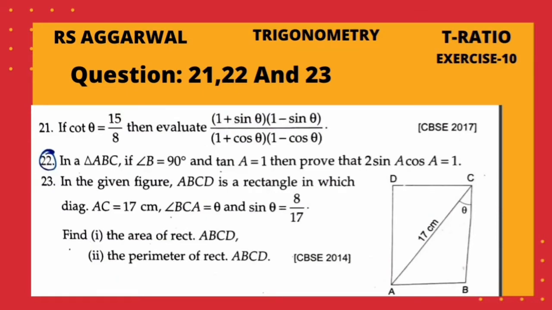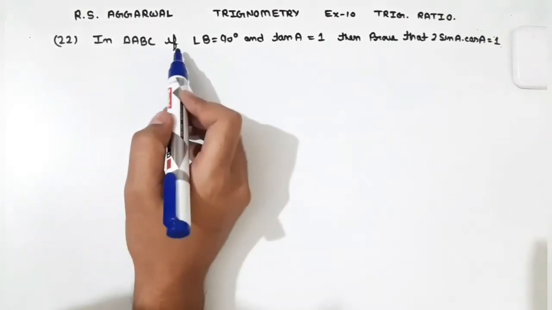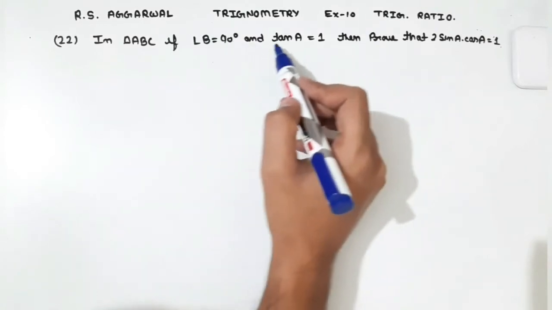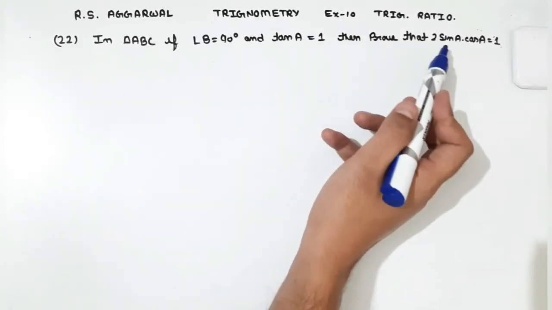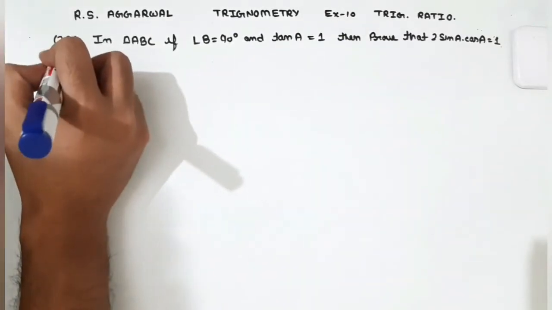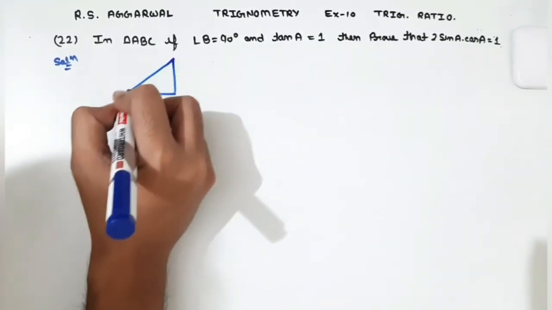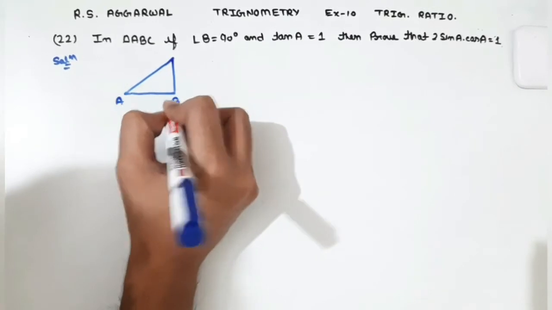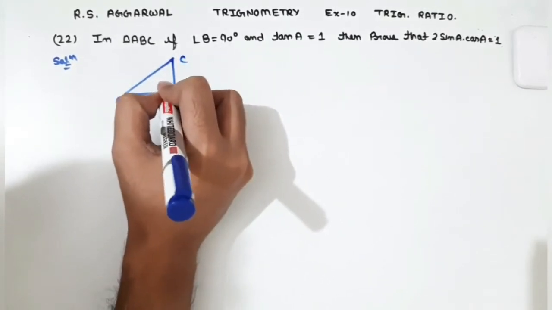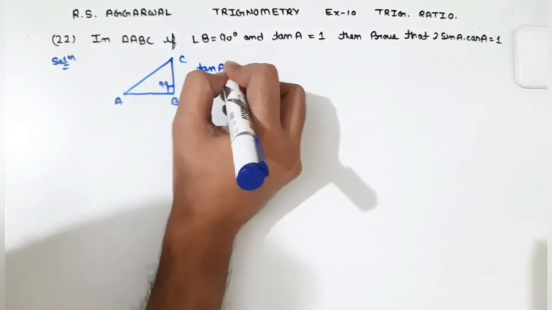R.S. Agrawal, chapter trigonometry, exercise 10, trigonometric ratio. In question number 22 we are given: in triangle ABC, if angle B equals 90 degrees and tan A equals 1, then prove that 2 sin A into cos A equals 1. So firstly we will draw a triangle. This is a triangle ABC and angle B is 90 degrees. We have given that tan A equals 1.